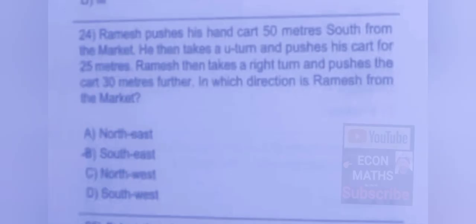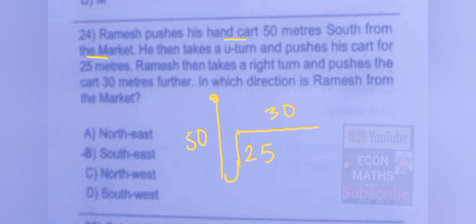Next question is, Ramesh pushes his hand cart 50 meters south. So let us say he starts here and he goes 50 meters south from the market. He then takes a U-turn and pushes his cart for 25 meters. Let us say this is 25 meters. Ramesh then takes a right turn and pushes the cart 30 meters further. So here he takes the right turn of 30 meters. We have to tell in which direction Ramesh is from the market. Compared to the market, his position would be southeast. The correct option should be southeast.